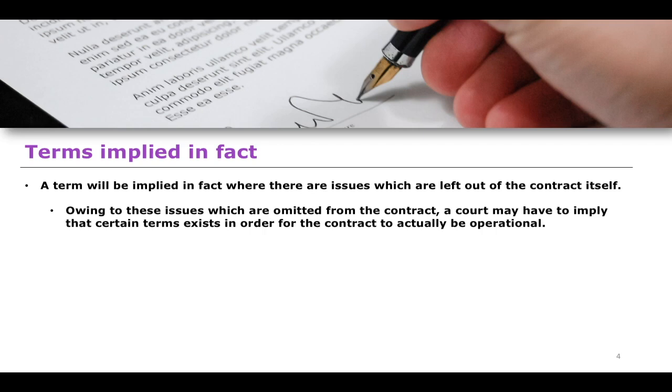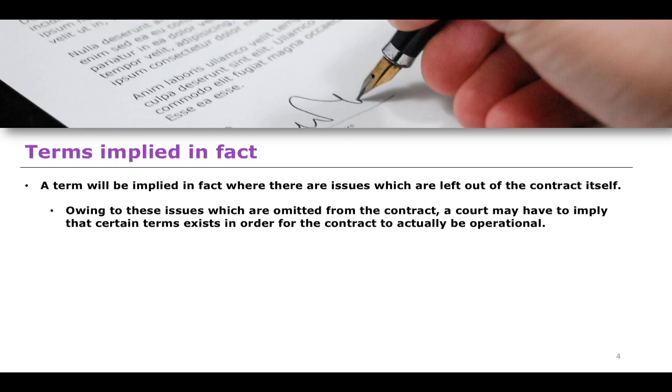So if you have a contract, and within the contract there are various different express terms that say X, Y, and Z, but in order for X, Y, and Z to actually take place, to actually be able to be operated, there has to be another term that exists, but maybe this term isn't actually in the contract itself. Well, the courts would say that given the fact that in order for the contract to actually be operational, this term has to be there, then it is implied that that term exists.